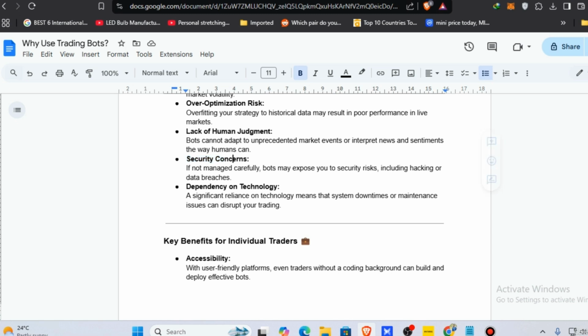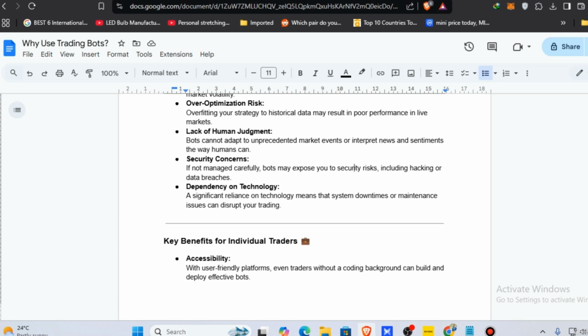Security concerns. What are the security concerns? If you do not manage carefully, bots may expose you to security risks, including hacking and databases. If you are moving with MQL5 and with secure brokers like XNX and others, you are going to stay very safe.